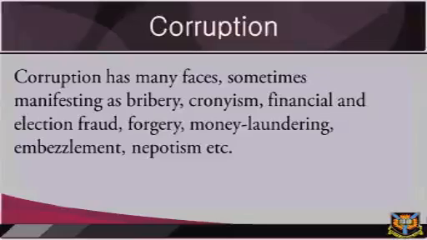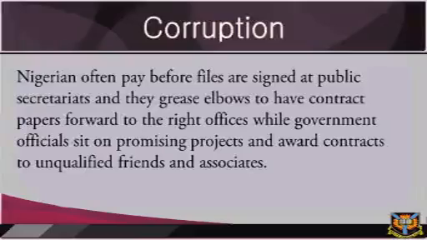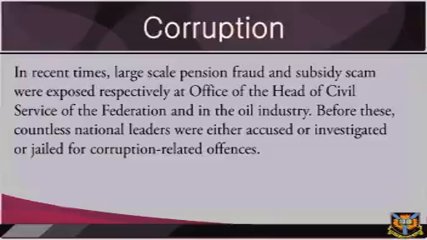3. Corruption. Corruption has many faces, sometimes manifesting as bribery, cronyism, financial and election fraud, forgery, money laundering, embezzlement, nepotism, etc. Nigerians often pay before files are signed, and they grease elbows to have contract papers forwarded to the right officers, while government officials sit on promising projects and award contracts to unqualified friends and associates. In recent times, large-scale pension fraud and a subsidy scam were exposed, respectively, in the Office of the Head of Civil Service of the Federation and in the oil industry. Before this, countless national leaders were either accused, investigated, or jailed for corruption-related offenses.